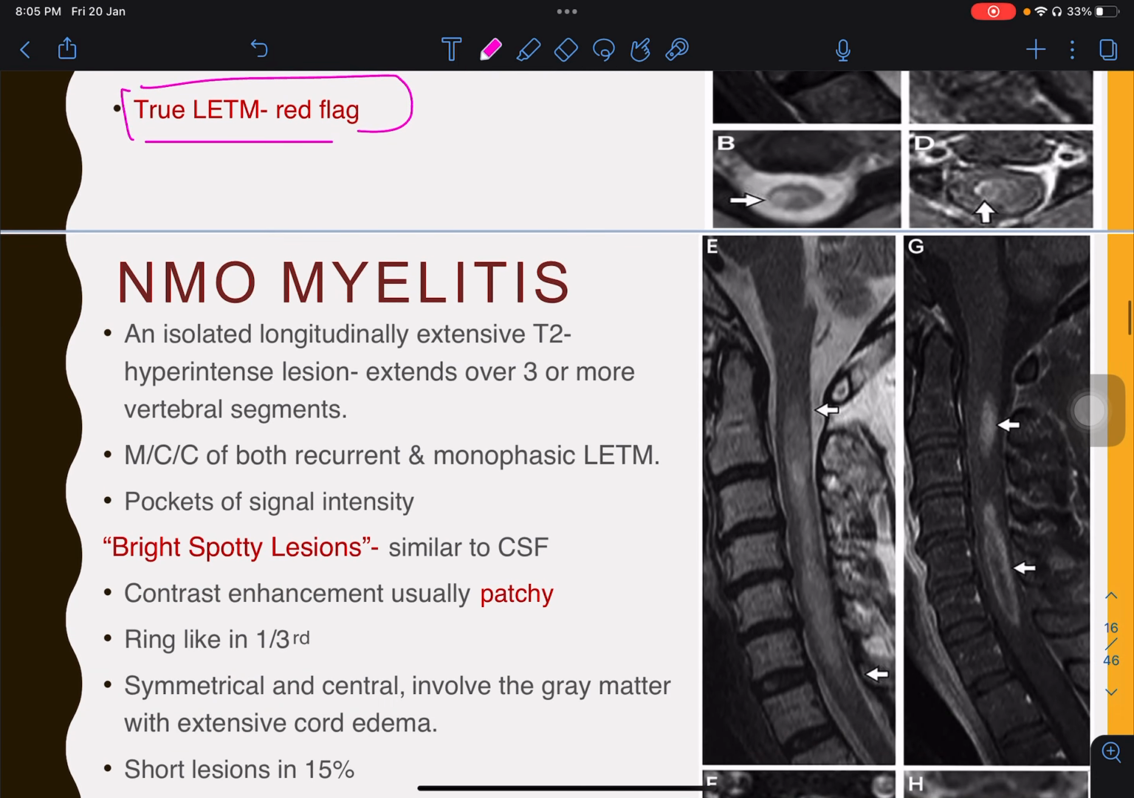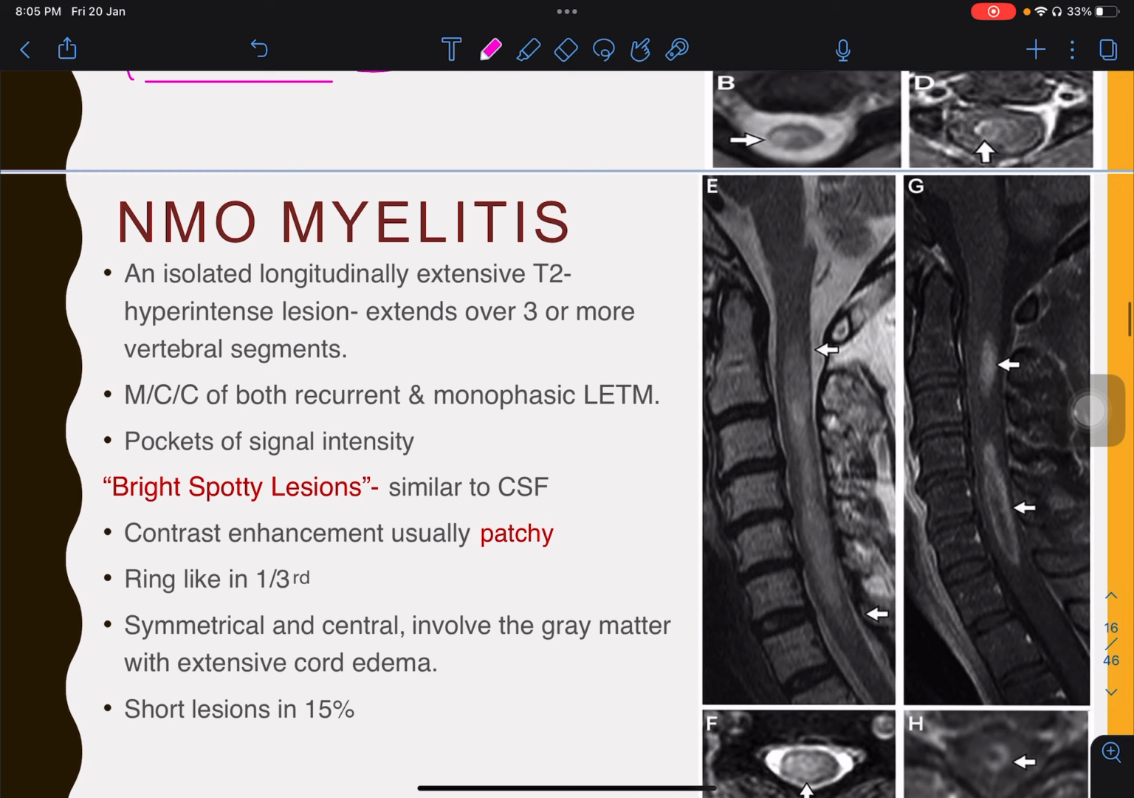So what you should know regarding NMO. It's an isolated longitudinally extensive T2 hyperintense lesion. It is isolated, usually single. It's a longitudinally extensive lesion but single. In MOG, it is double or multiple longitudinally extensive lesions. It's the most common cause of both recurrent LETM and monophasic LETM, both in NMO and myelitis optica.